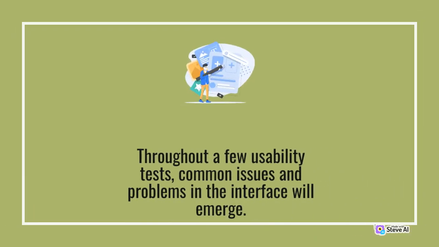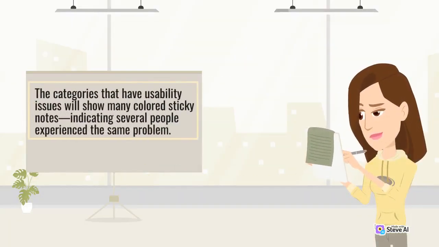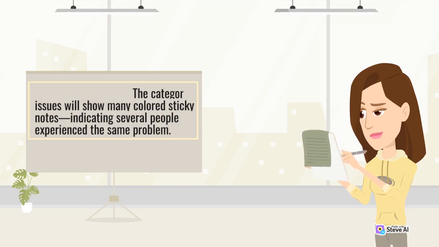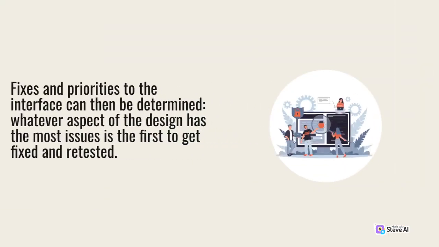Throughout a few usability tests, common issues and problems in the interface will emerge. The categories that have usability issues will show many colored sticky notes, indicating several people experience the same problem. Fixes and priorities to the interface can then be determined. Whatever aspect of the design has the most issues is the first to get fixed and retested.